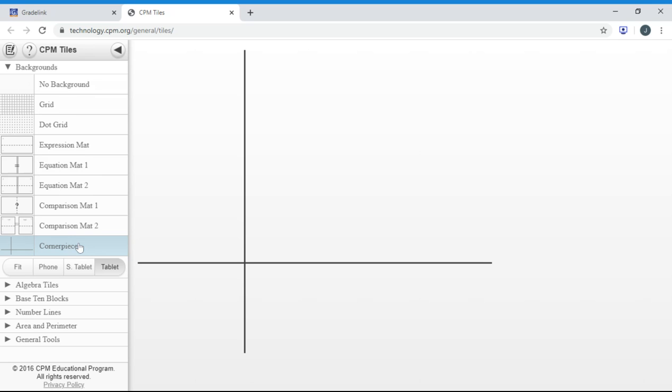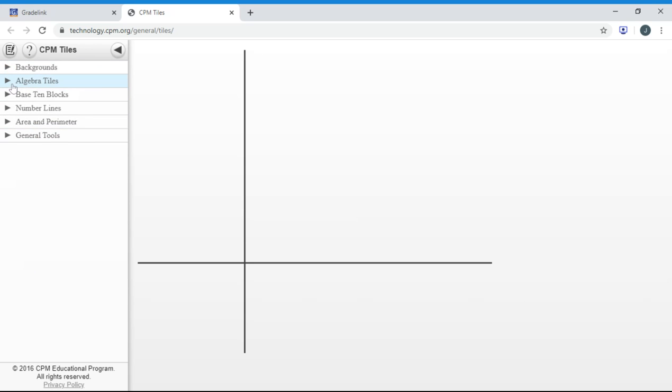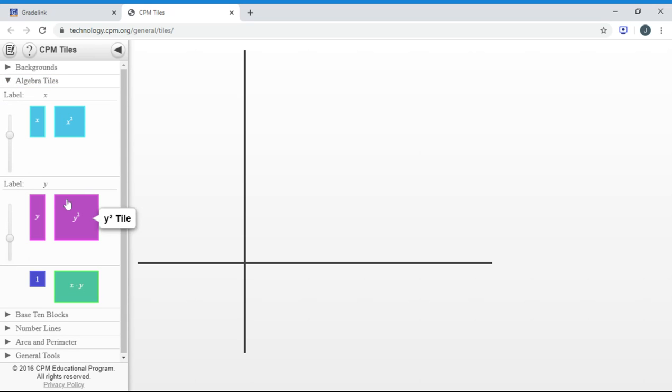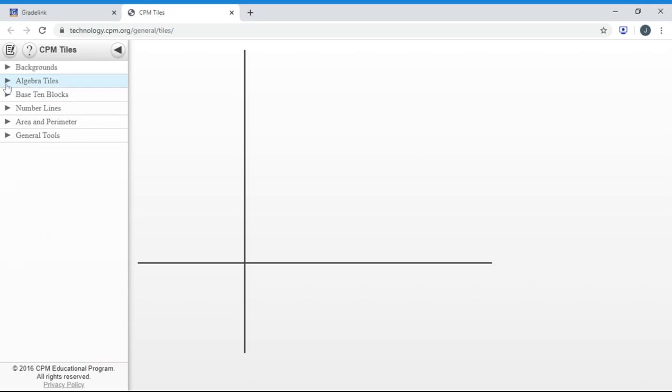So I'm going to use corner piece. You could use equation mat for some things, but right now we're just trying to talk about setting up or factoring using algebra tiles. So there is a tab for algebra tiles. There are a lot of different tabs here. The other one that we are definitely going to be using is the tab for text box. So I could put a text box in here, just drag and drop.